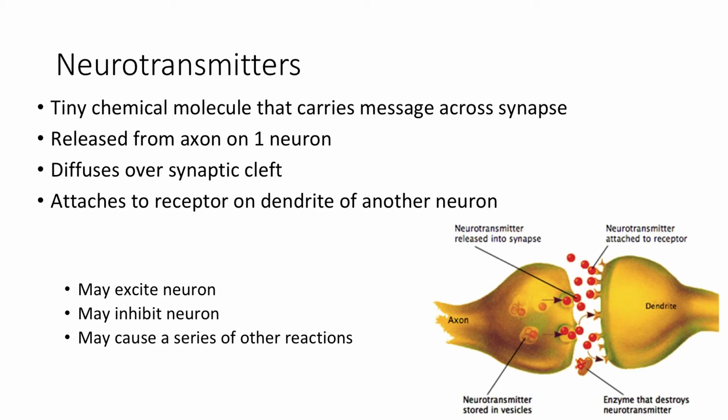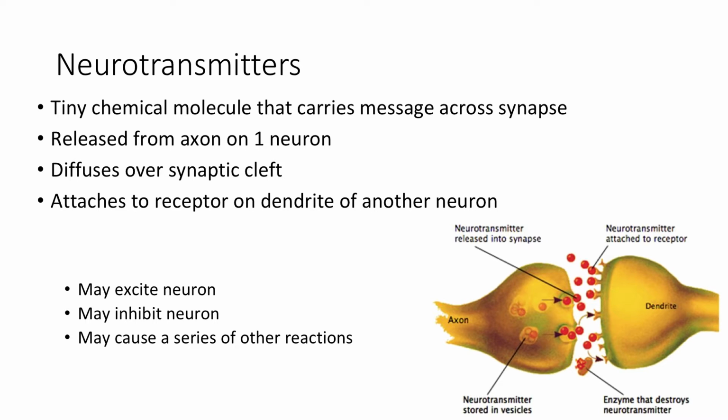Okay, so what is a neurotransmitter? A neurotransmitter is a tiny chemical molecule that carries a message across the synapse. There are many types of neurotransmitters, and you have probably heard of a bunch. An example of a neurotransmitter is dopamine, or for example, serotonin. Neurotransmitters are released from one axon to the dendrite of a neuron. They diffuse over the synaptic cleft and they will attach to the receptor on the dendrite.